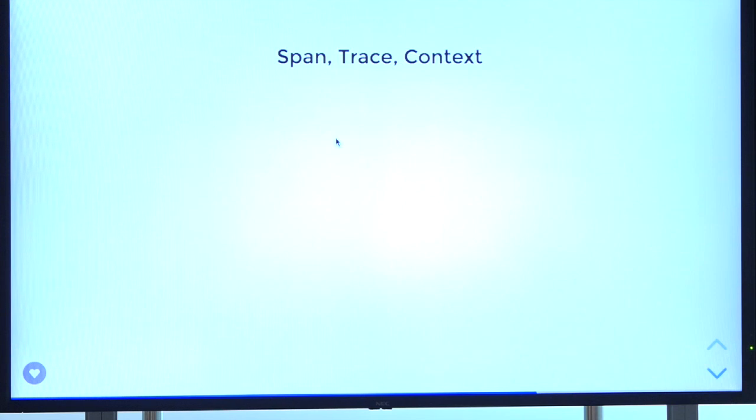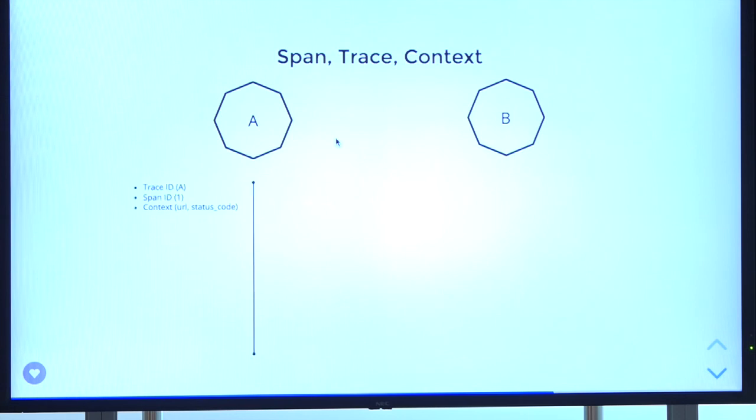And just to illustrate that, let's say we have two services, A and B. Service A starts executing, and you see that it generates a new trace ID, because this is a new execution that's starting. It's going to generate its own span ID, and it's going to generate a context. Let's pretend this is an HTTP request. So maybe it's going to keep the URL, and when it's over, it's going to store the status code, and some other things we may be interested in.